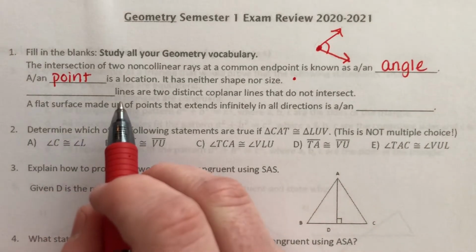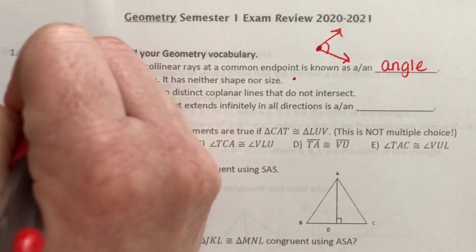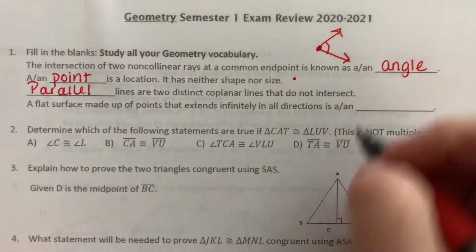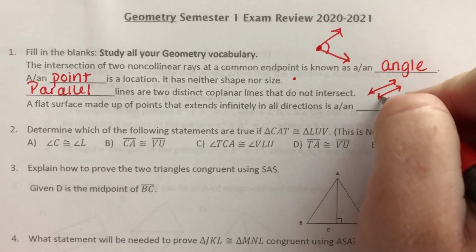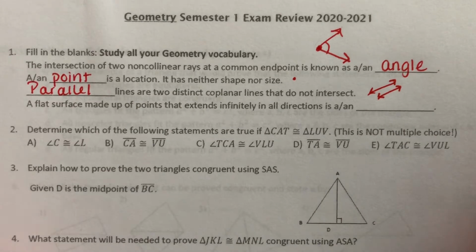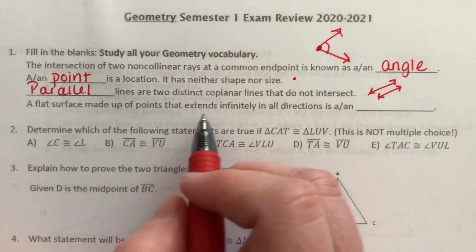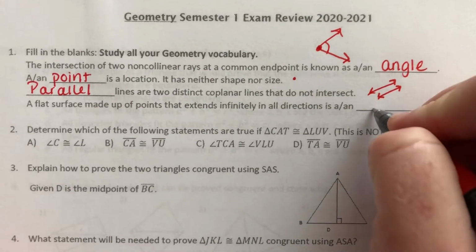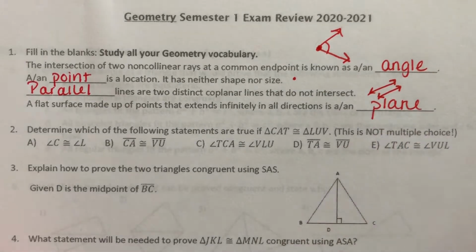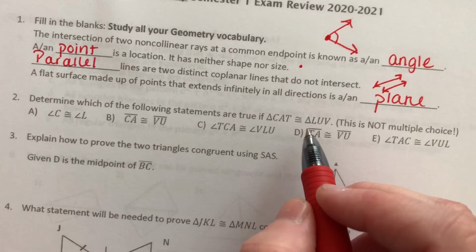All right, next, blank lines are two distinct coplanar lines that do not intersect. That's parallel lines. Two lines on the same flat surface. That's not a very good drawing of parallel lines. But the two lines never cross over each other. So they are coplanar, but they never intersect. A flat surface made up of points that extend infinitely in all directions is a plane. P-L-A-N-E, plane.